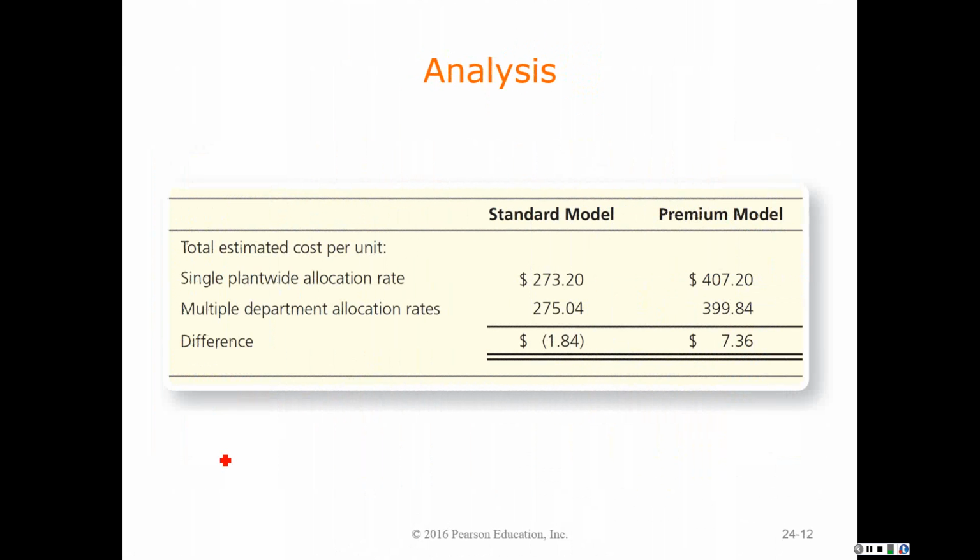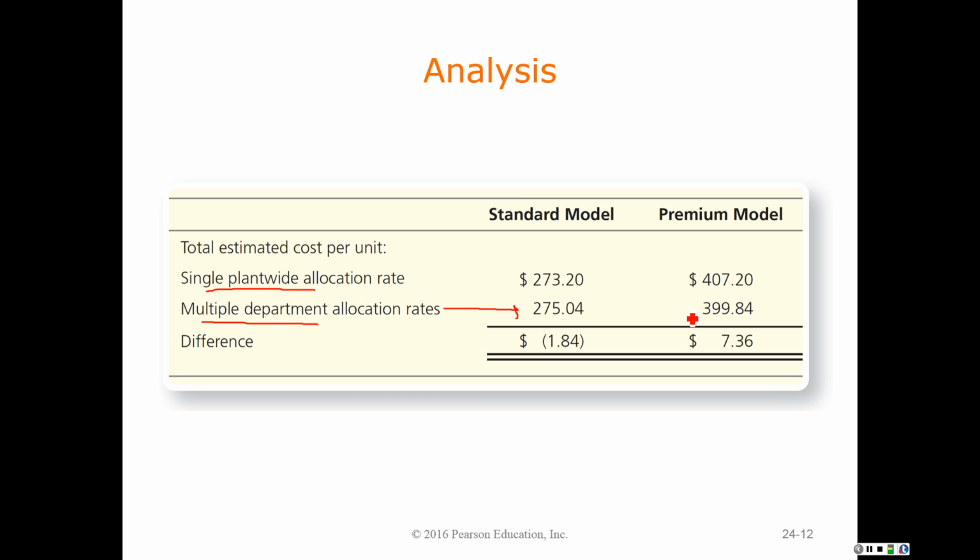Okay, so in our analysis, if we simply used the single plant-wide rate, we allocated $273 of overhead to the standard model. But when we break it down into multiple departments, we should actually be allocating $1.84 more per product to the standard model. On the opposite side of that, our single plant-wide rate put $407 into the premium model when truly it should only be getting $400 worth of overhead allocated to it.